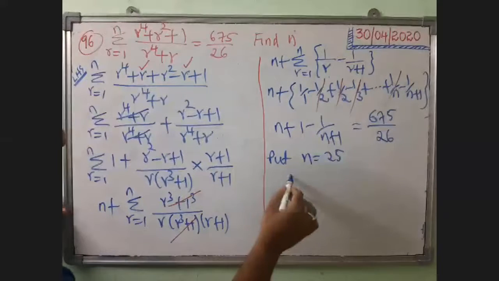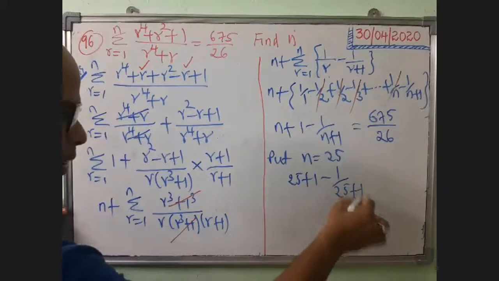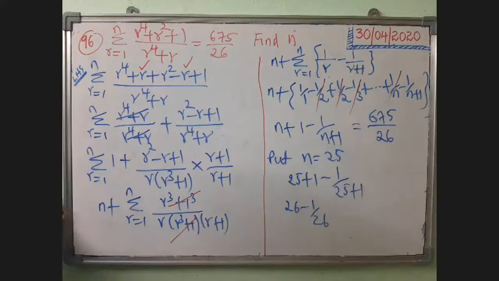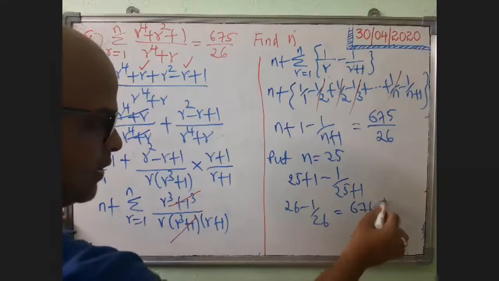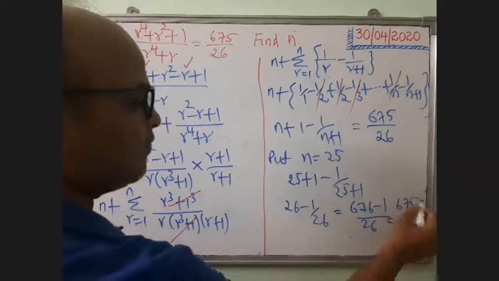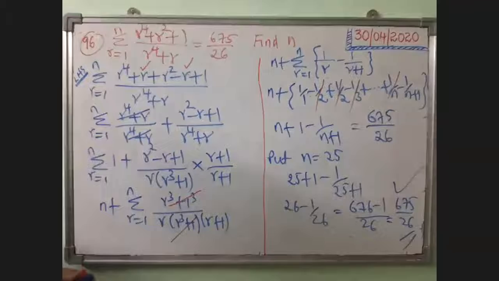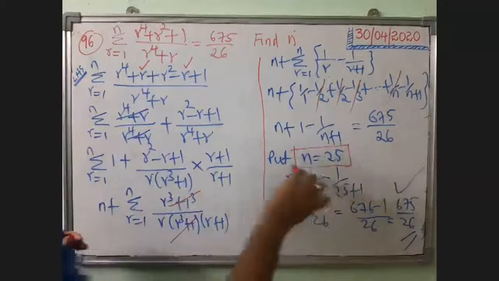Then what will happen is 25 plus 1 minus 1 by 25 plus 1. This is 26 minus 1 by 26. So 26 into 26 is actually what? 676 minus 1 by 26, which is equal to what actually? 675 by 26. Hence it is correct. And therefore our assumption that n is equal to 25 is correct. Take it down.